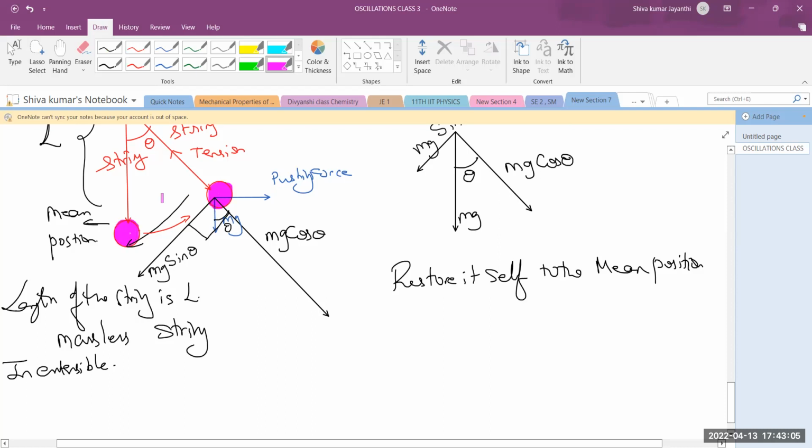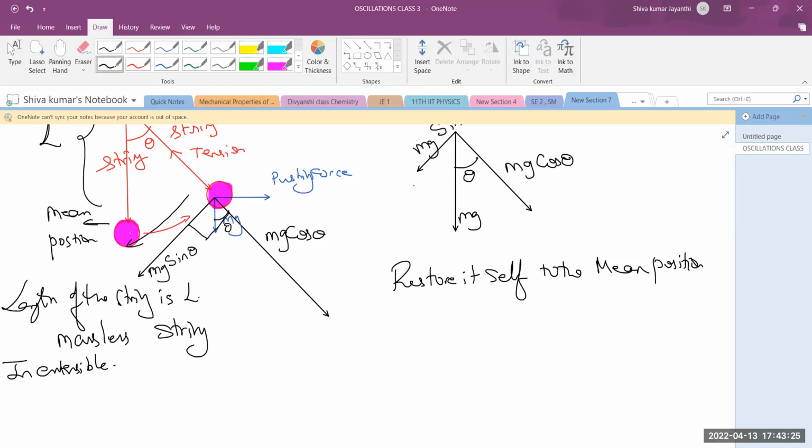On the bob, what all forces are acting? One force is the restoring force. Another force is the radial force. The bob oscillating about the mean position is being acted upon by two forces. What are the two forces? Tell me. One is the restoring force.